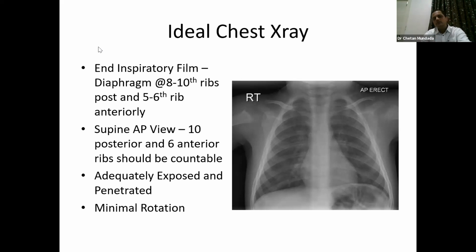And whether the radiation exposure and penetration are adequate or not, that also you have to ensure. If the vertebral column is too translucent, that means it's an overexposed film. If you are able to see the intervertebral spaces properly, and at the same time delineate the vertebral bodies, that means the exposure is proper. There should also be minimal rotation, which is many times difficult in children because they don't cooperate and they get frightened by the machine and the whole atmosphere.